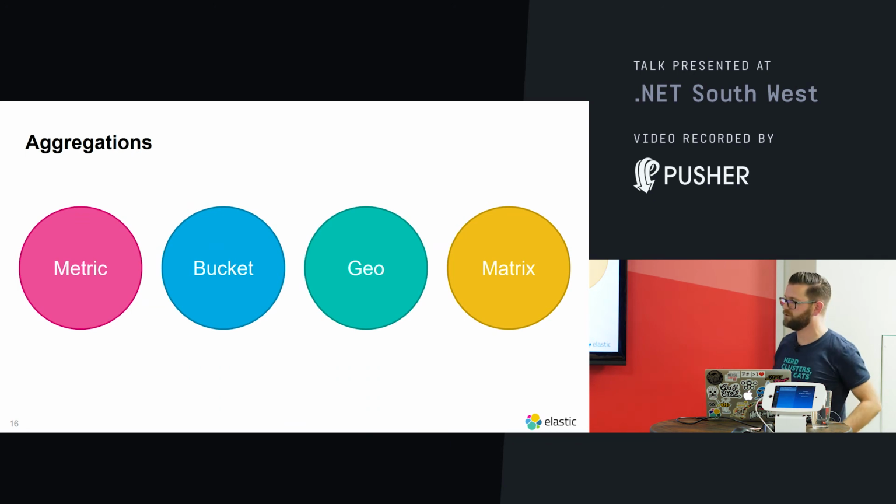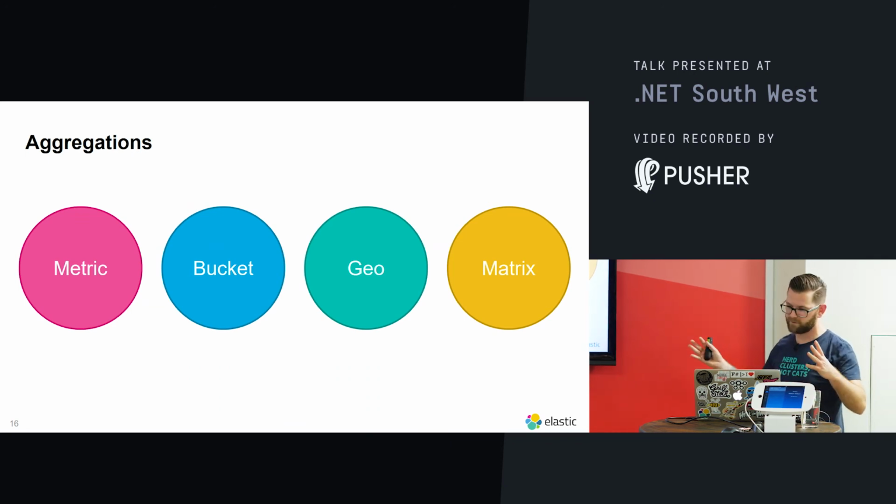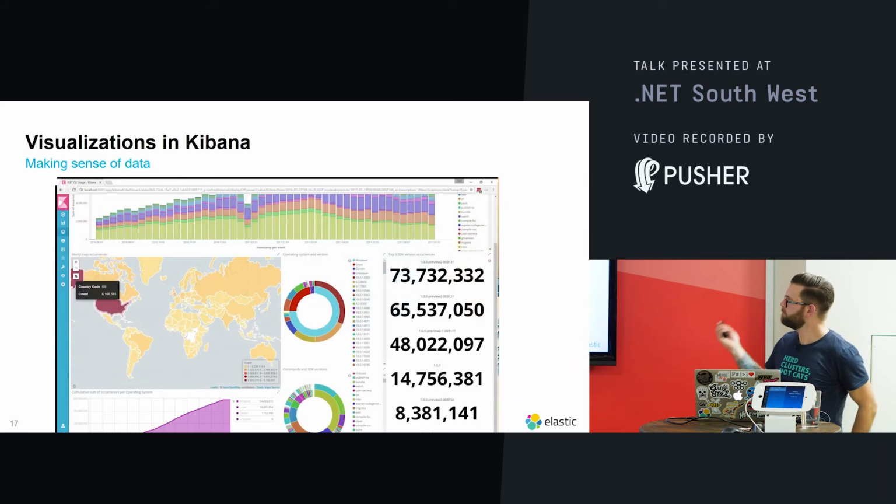And matrix aggregations, which is essentially build a matrix from a particular field within a document and give you statistics about that particular field. Making sense of data, have a look in Kibana.